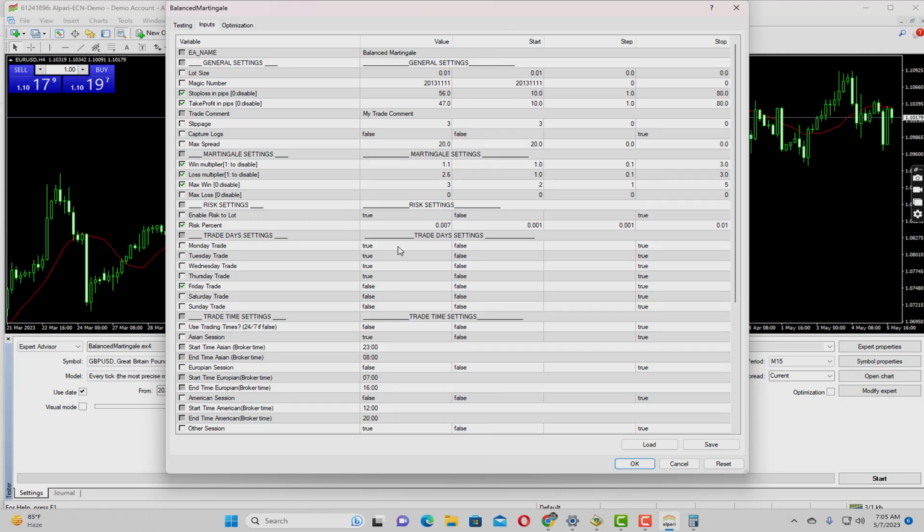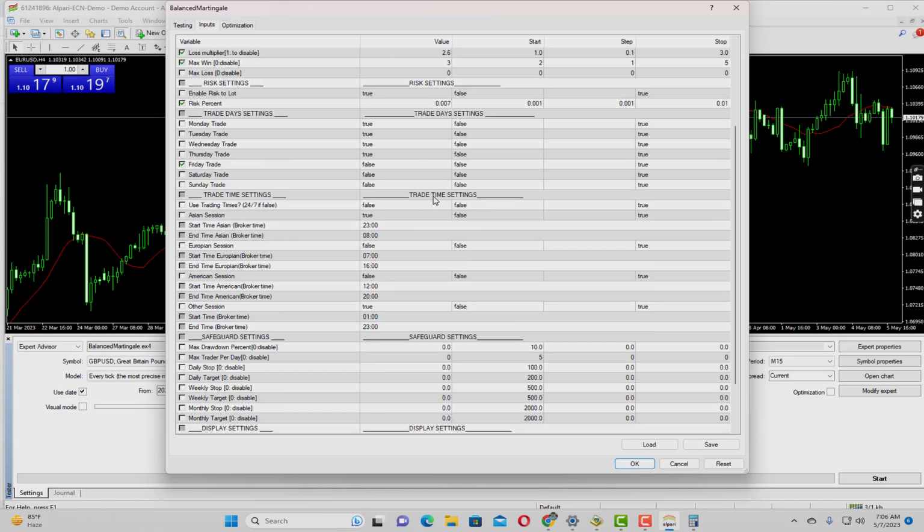In the next section, we have day filter. If you decide that on a few days of the week you don't want to run your expert advisor, you can change these values accordingly. In trade time settings, we have different session filters. If you just want to run it on Asian session or European session and other sessions, you can decide that based on these input fields.